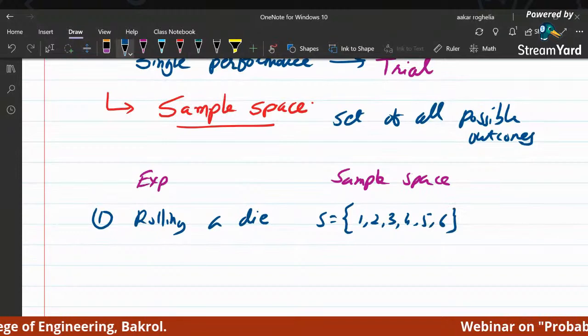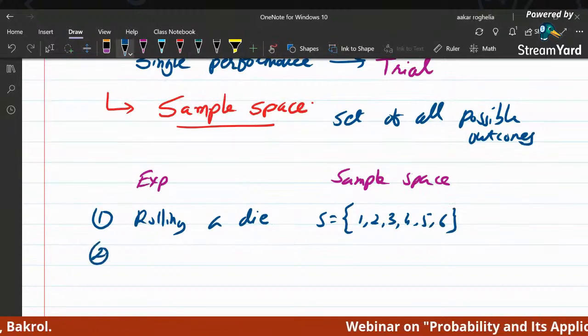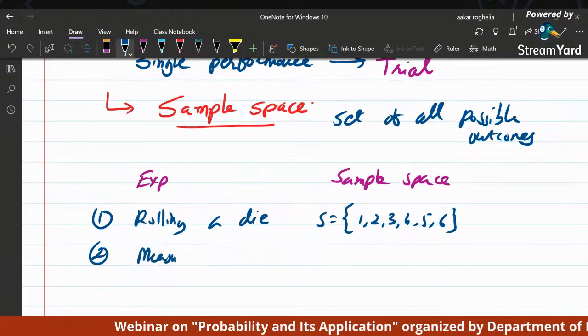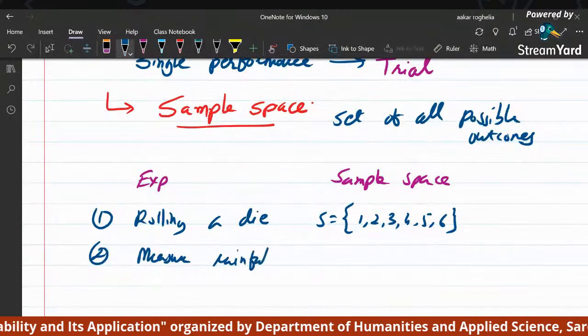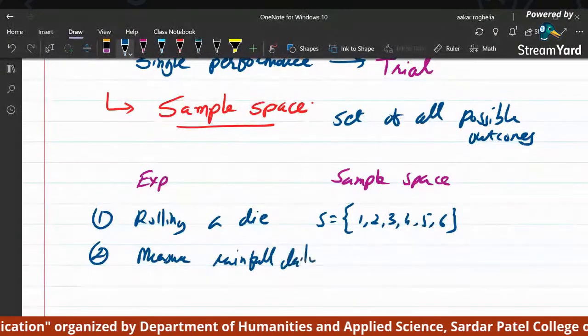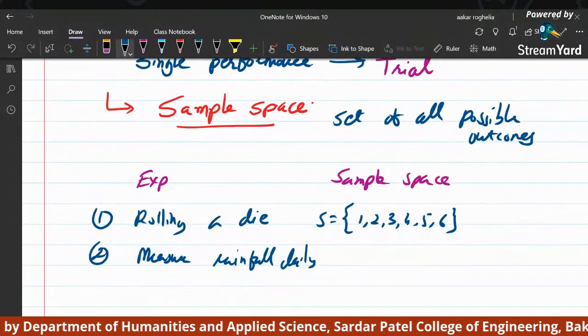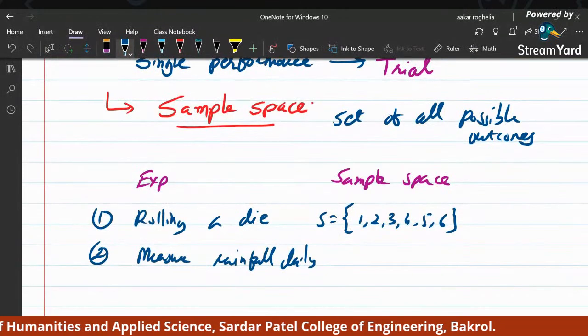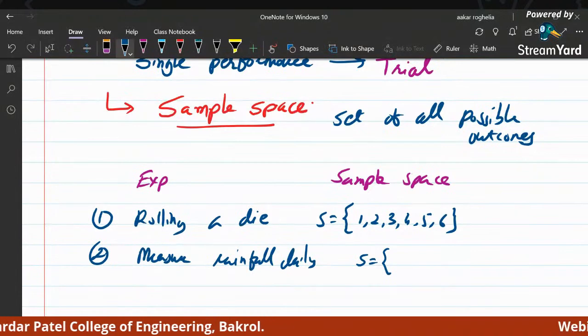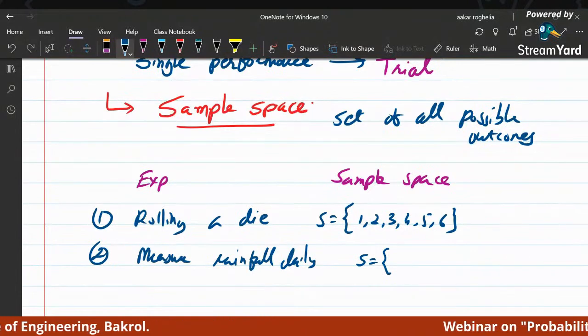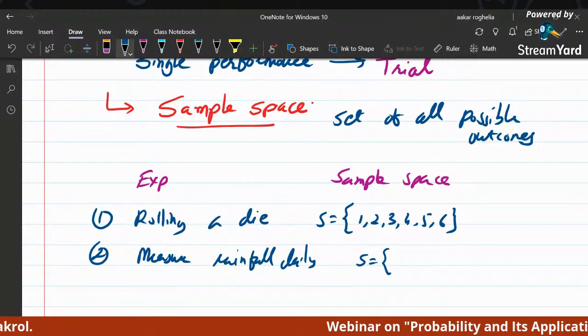All possible outcomes. If you do the experiment, let us do this: measure rainfall daily. Say my experiment is like this, that measure the rainfall daily. In that case, you think, what kind of outcome will be there?